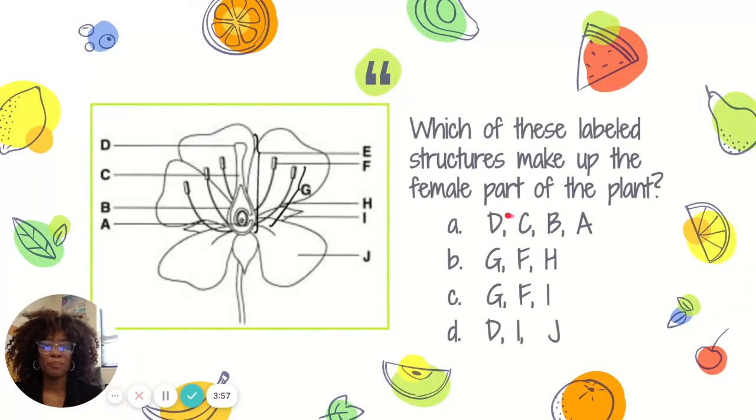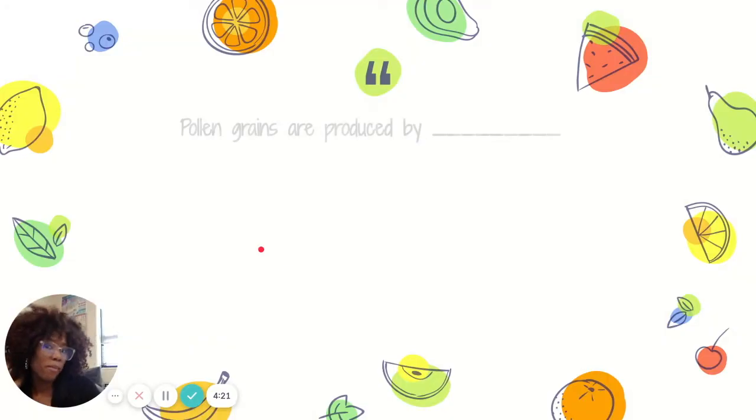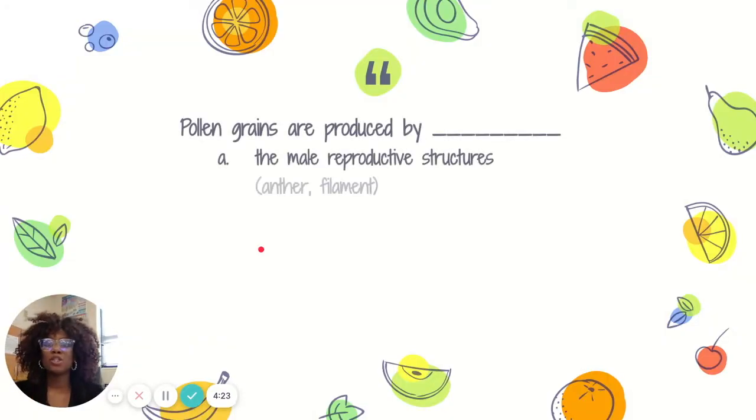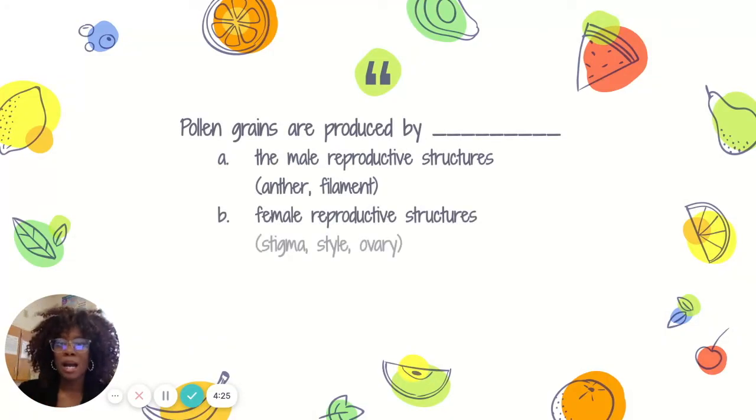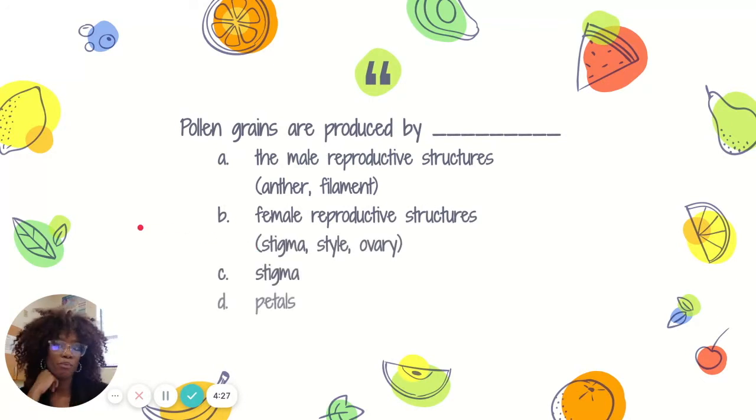Look at this picture right here. Which of these labeled structures make up the female part of the plant? We know it's going to be this middle part. The stigma, style, and ovary is the female part of the plant that produces eggs. And that is going to be D, C, B, and A. Okay, another question. Pollen grains are going to be produced by which of these things?